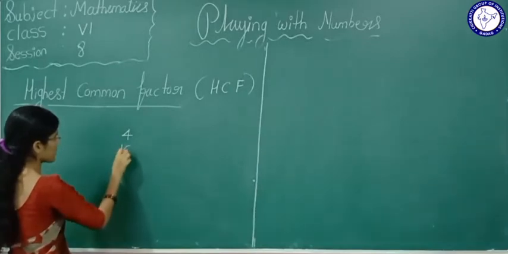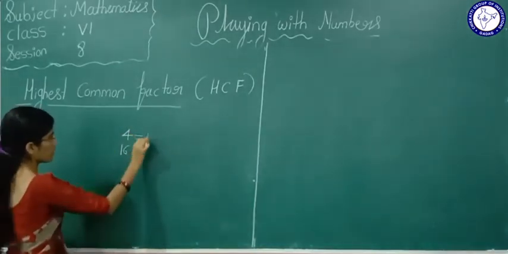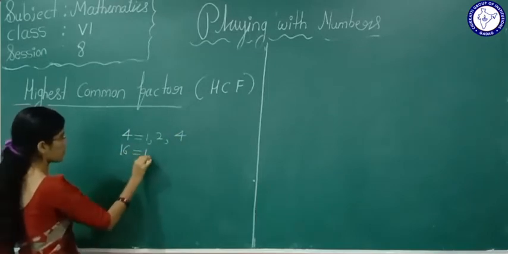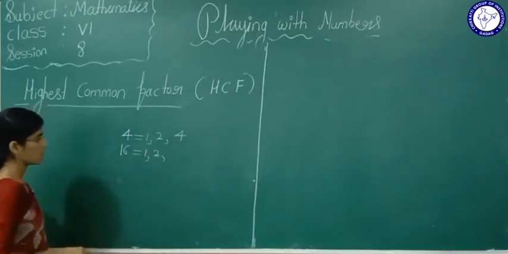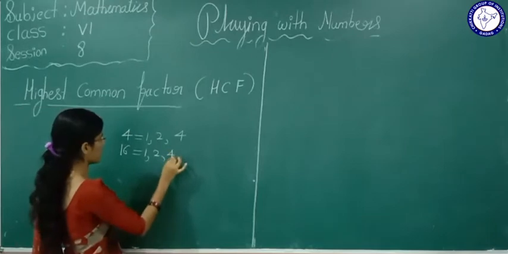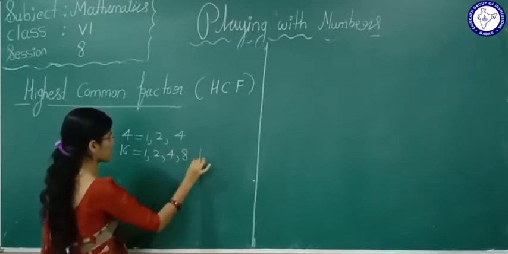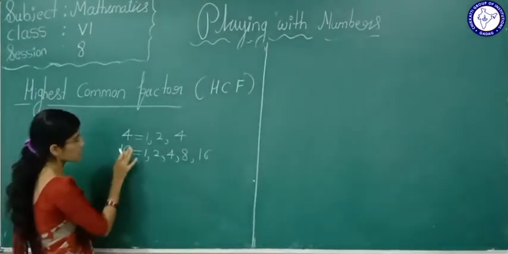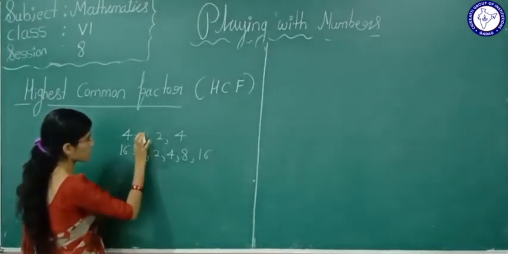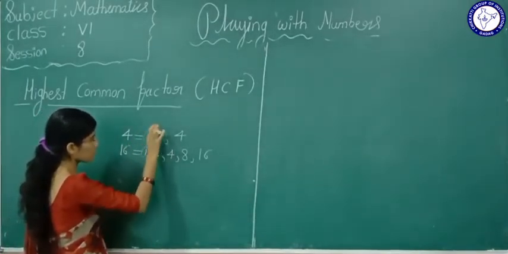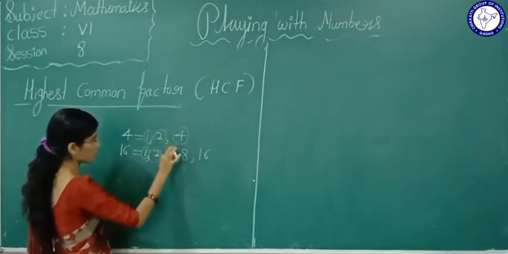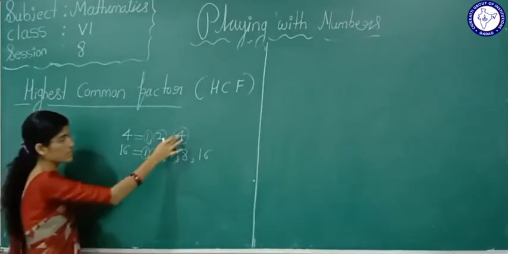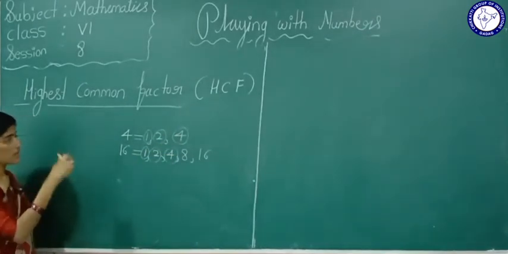and 16. So what are the factors of 4? 1, 2, 4. What are the factors of 16? 1, 2, 4, 8, 16. Now which are the common factors here? 1, 2, 4. Now tell me, which is the highest common factor? That is 4.